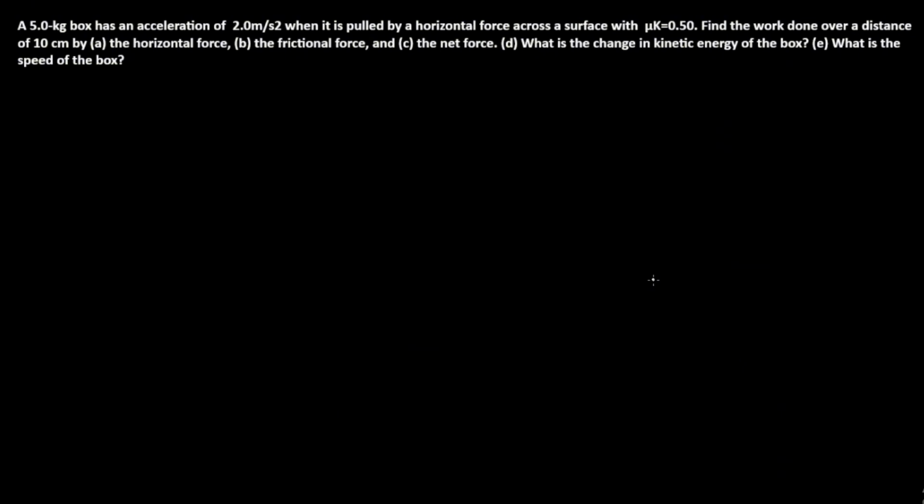So this problem has a lot less details and a lot more parts. Let's go through all of this. A 5 kilo box has an acceleration of 2.0 meters per second squared. So this is already an indication of net force. Net force is equal to mass times acceleration. We can solve for the net force by multiplying 5 kilos by the acceleration to get 10 newtons. So 10 newtons so far is our net force.